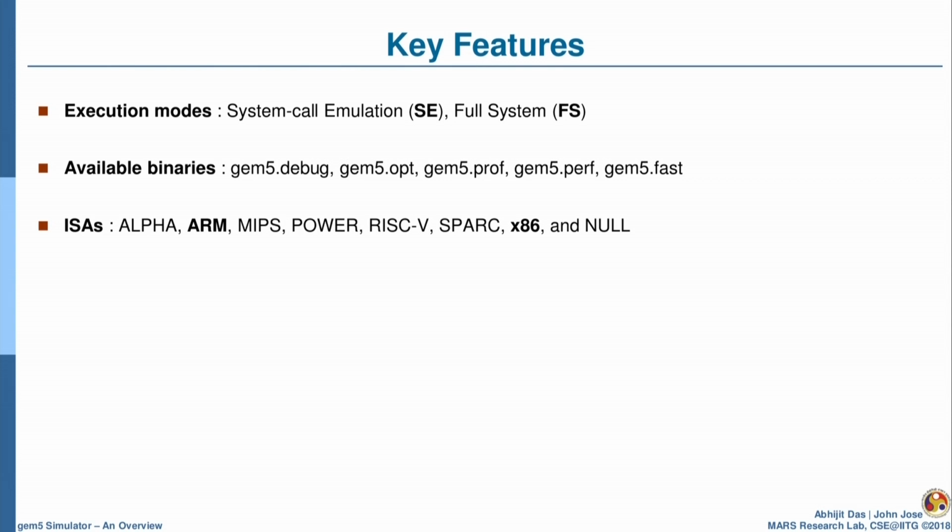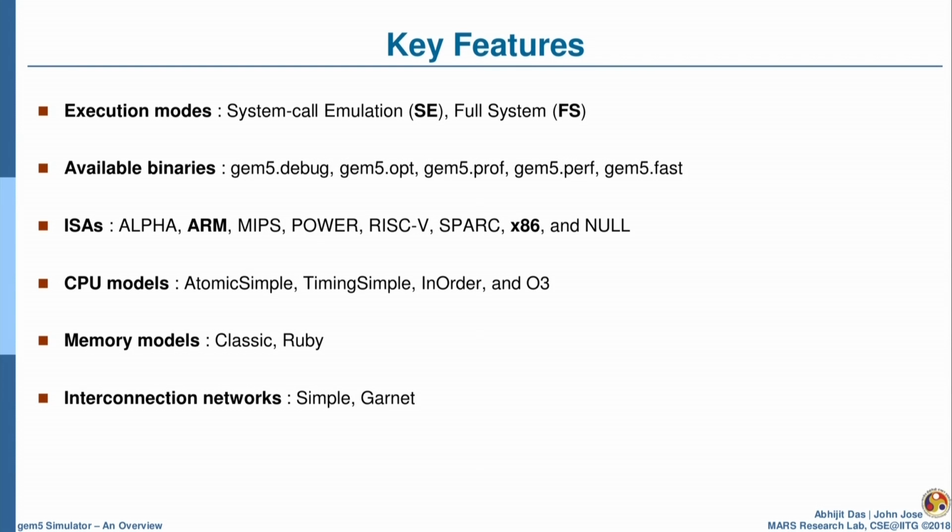As we know, x86 is one of the most popular instruction set architectures used in personal computing systems, and ARM is another popular instruction set architecture used in mobile computing systems. GEM5 also supports different CPU models like atomic simple CPU, timing simple CPU, in-order CPU and out-of-order CPU. GEM5 uses two memory models, Classic taken from the M5 simulator and Ruby taken from the GEMS simulator. It also supports two different interconnection networks, Simple and Garnet.